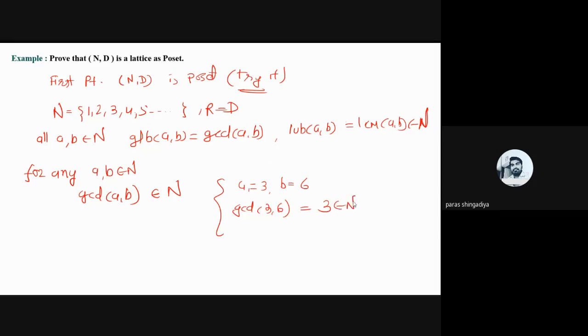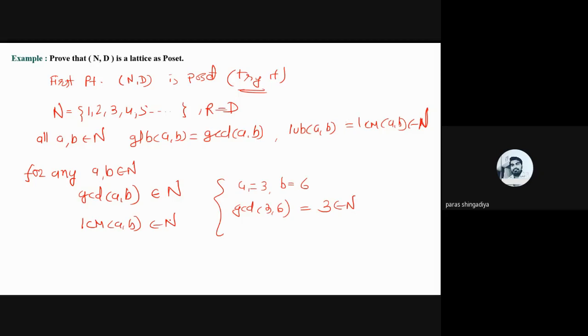So it is proved. You can take any choice from there: 1, 5, 1, 6, 9, 15, 10, 31, any choice you can consider. The answer is always a perfect number, a positive number, and it is a part of the natural numbers. Similarly, you can consider any a, b belongs to N, the LCM of a, b also belongs to N. LCM means least common multiple.